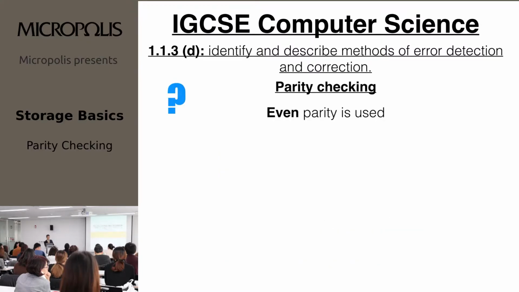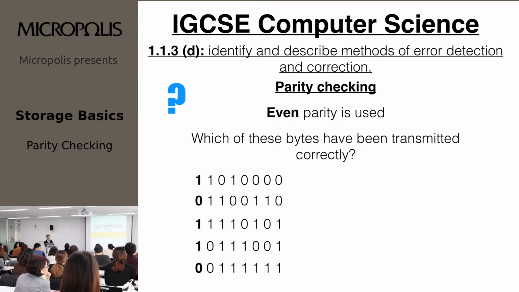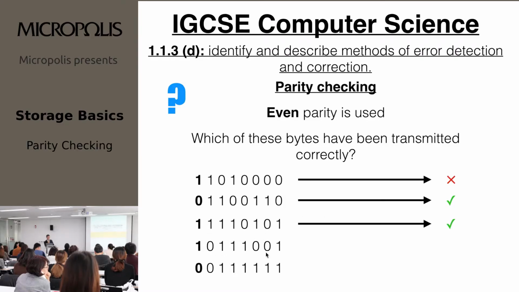The question in the exam might say even parity is used. You'll always know what parity is being used, otherwise how can you do the question? Which of these bytes have been transmitted correctly? So let's count the number of 1 bits here, and remember that even parity is being used. 1, 2, 3, so that's 3, so it must be incorrect. 1, 2, 3, 4, so that must be correct. 1, 2, 3, 4, 5, 6, that's correct. 1, 2, 3, 4, 5, so that must be incorrect. And 1, 2, 3, 4, 5, 6, that's correct. Of course, this is 5, and that's an odd number, and this is 3, and that's an odd number, and the rest are even.